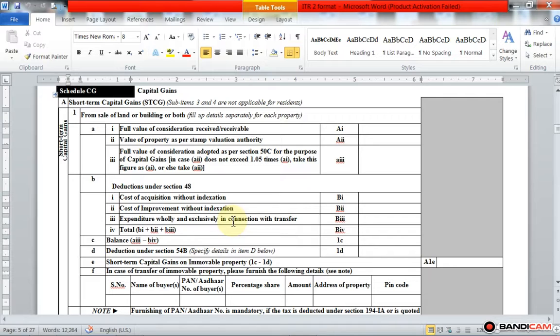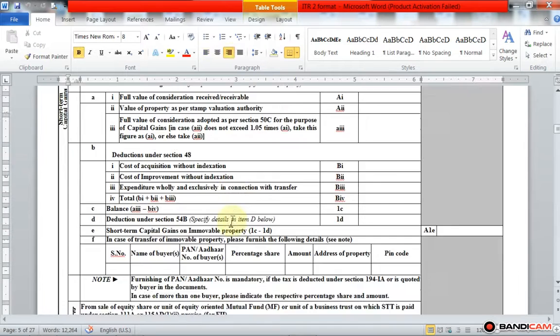Then again deduction under section 54B. If the assessee gets the deduction under section 54B, then he will give the details of section 54B in column D below. If applicable, then we get a deduction under section 54B. Then we get the short term capital gain on immovable property, that is 1C minus 1D.